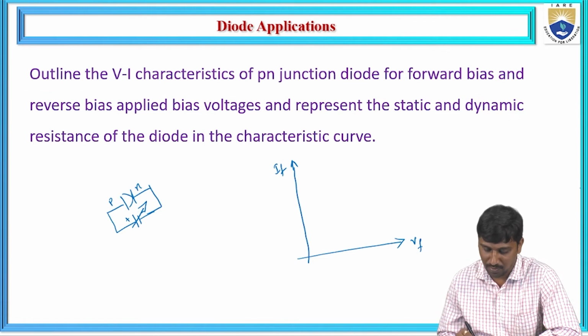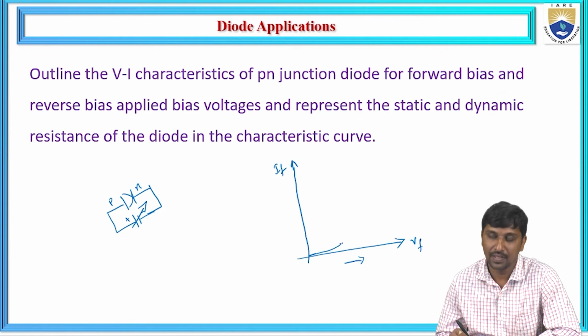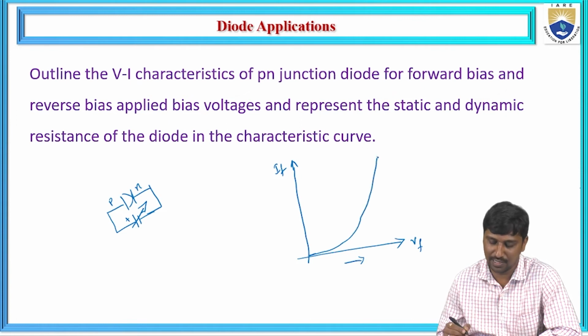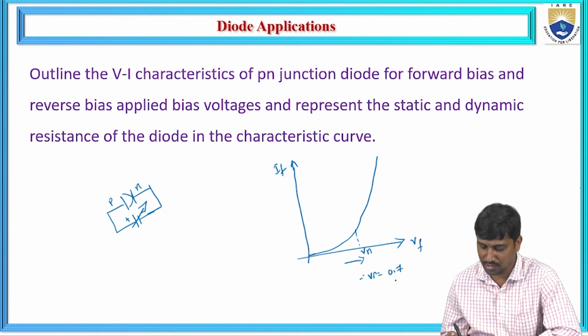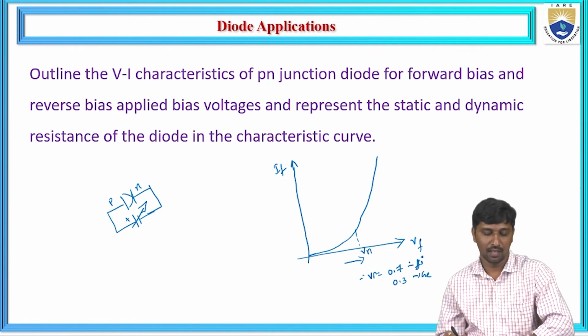So hence, as your applied input voltage increases, what happens here after your input voltage just crosses the cut-in voltage is that the current increases exponentially. Let's take this as V gamma, where V gamma is either 0.7 or 0.3. This is for silicon and this is for germanium.